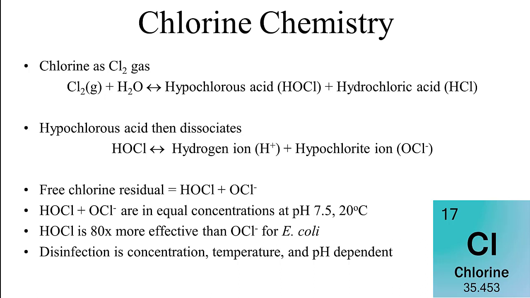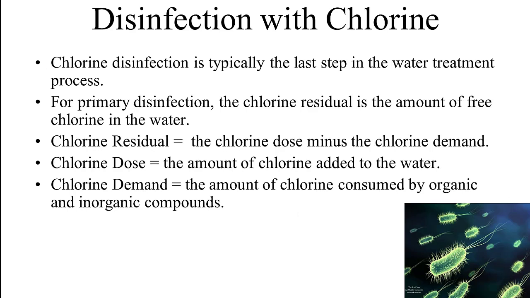Hypochlorous acid is a better disinfectant and is 80 times more effective than the hypochlorite ion for disinfecting E. coli, a common bacteria. Disinfection is influenced by the concentration of the disinfectant, the temperature of the water, and the pH of the water. Chlorine disinfection is typically the last step in the water treatment process.